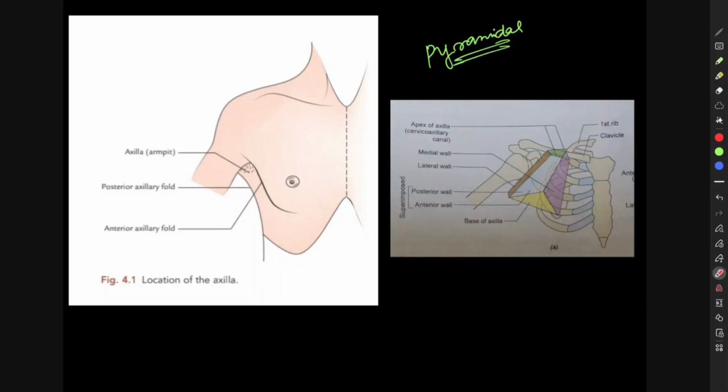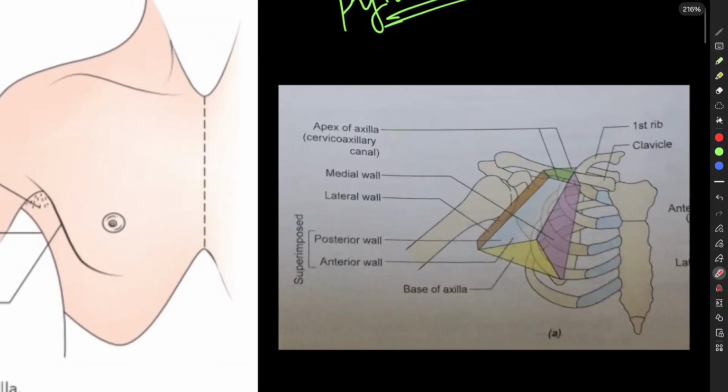Pyramidal in shape, so it has an apex, a base, and four walls. These four walls are basically the anterior, posterior, medial, and the lateral wall. As you can see in the diagram, this is our medial wall, which is towards the medial side of the body. This is our lateral wall. Now, this is our posterior wall, which is bluish in color, whereas the anterior wall, here in 3D, this back part is the posterior part, and this front part is the anterior part.